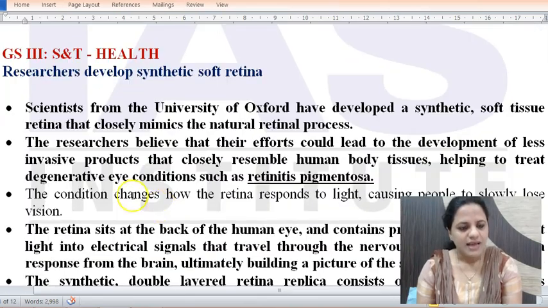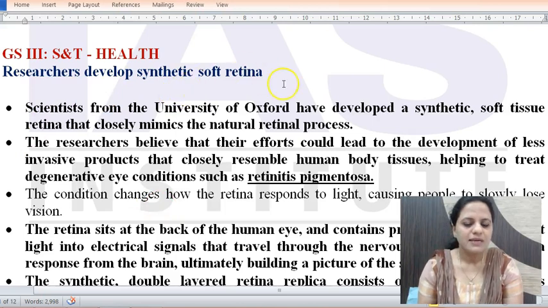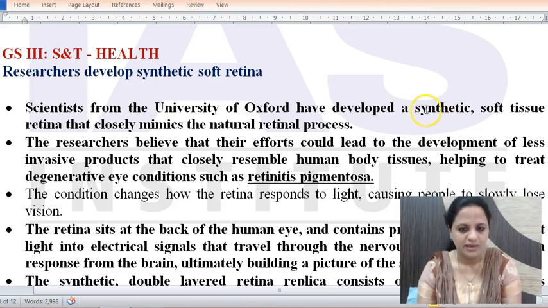Next is the last one. Researchers develop a synthetic soft retina. Researchers from the University of Oxford in the UK have developed a synthetic soft tissue retina which can mimic retinal functioning in the eye. This can be used in retinitis pigmentosa, a condition in which eyesight is slowly lost because of the retina not responding to light conditions. This is the disease for which this soft tissue can be beneficial.